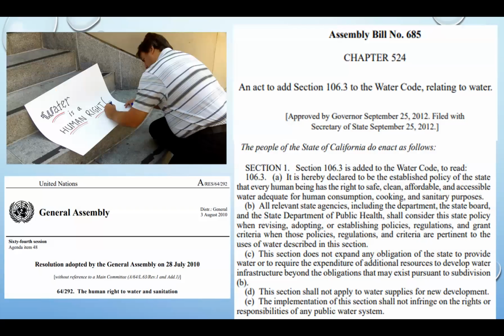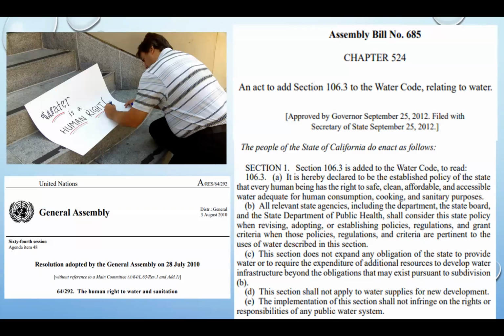But there is some good news. I don't mean to be all negative, but California is the only US state to recognize the human right to water. This was recognized by the United Nations in 2010 and by a lot of other countries. It was the human right to water and sanitation. The California human right is focused on water mostly. But like many UN resolutions, the United States has not ratified it in the Senate.